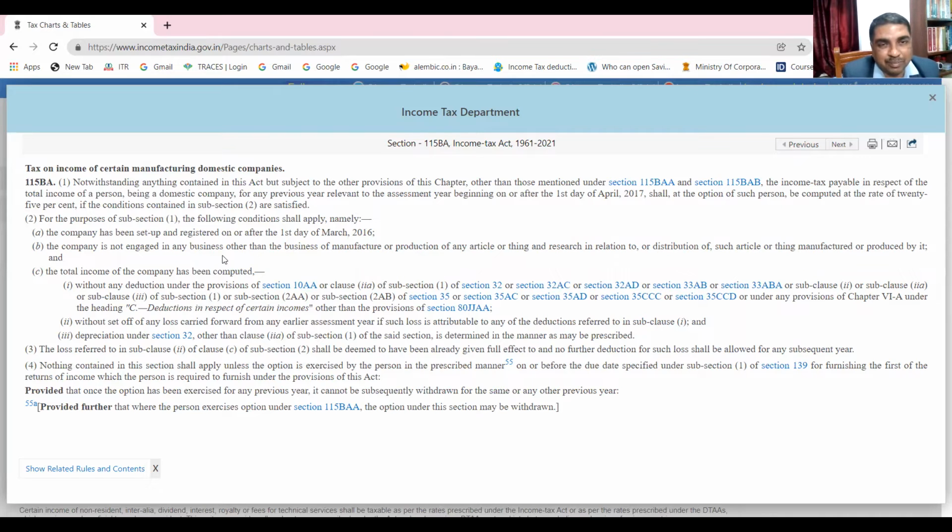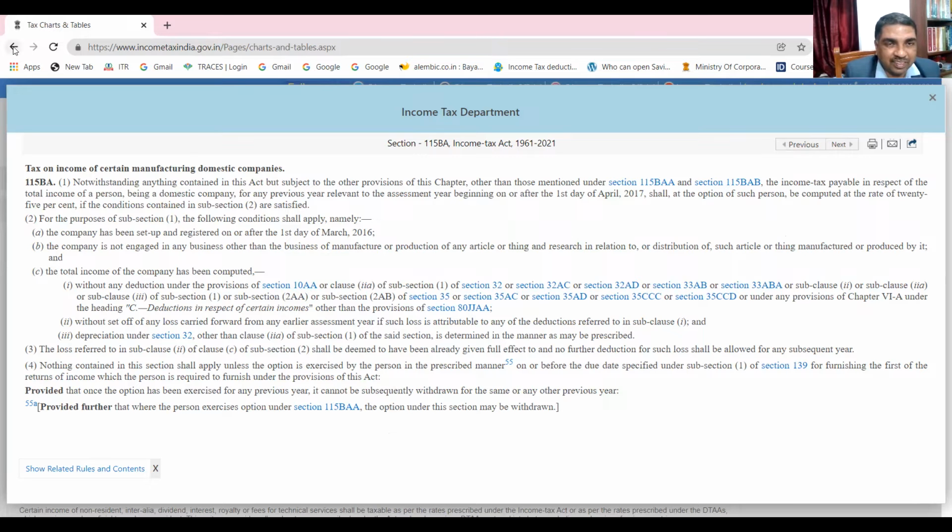The company is not engaged in any business other than the business of manufacture or production of a particular thing, and research in relation to distribution of such article or thing manufactured or produced by it. So like this, these conditions are there. Then how the income has to be computed: certain deductions will not be allowed. After that only, income will be computed on that amount and 25% will apply. If these conditions are complied with, then only the 25% rate is applicable. Got it, friends?